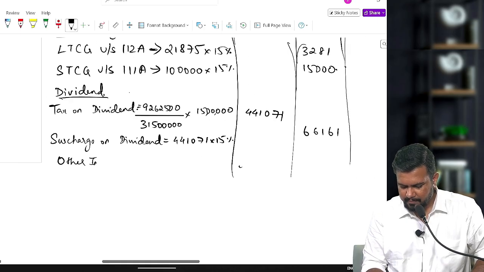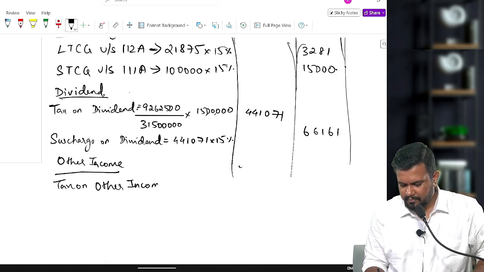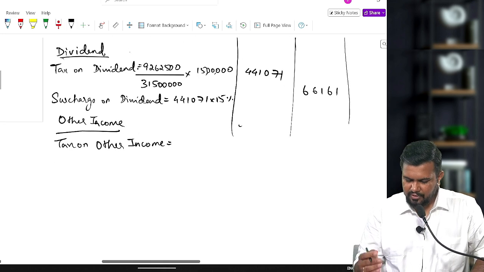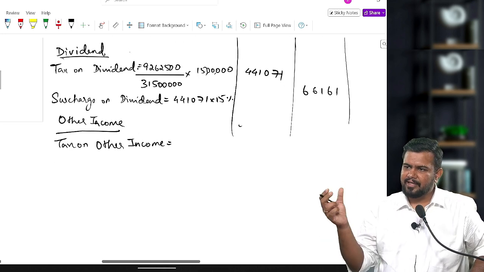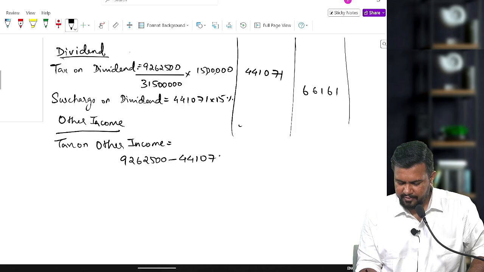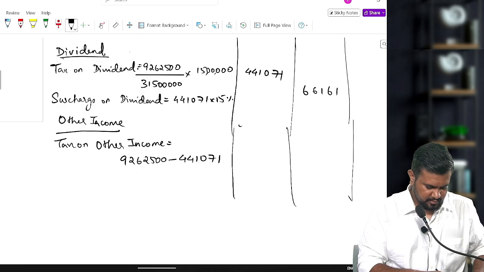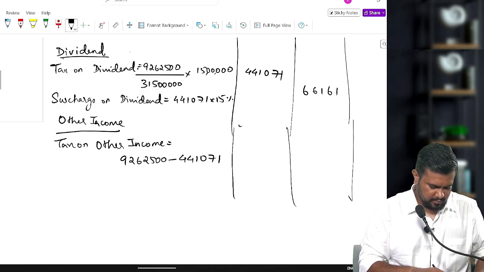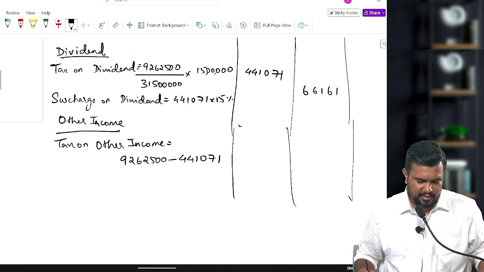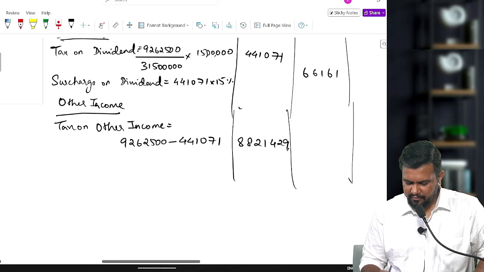Now other income. Tax on other income is equal to, first you find the total, reduce the dividend tax, and you will get the other income tax. So total is 9262500 minus 441071. If you reduce it, 8821429. Now we will find out the surcharge.